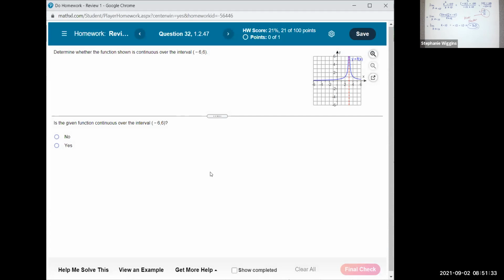Now continuity, that brings us to continuity. So we're done with limits. For continuity, the limit has to exist and the function value has to be equal to the limit. So it's a little bit stronger condition. So let's talk about continuity. And from a graph standpoint, it's very simple. Can you draw it without lifting your pencil? If you can, it's continuous.